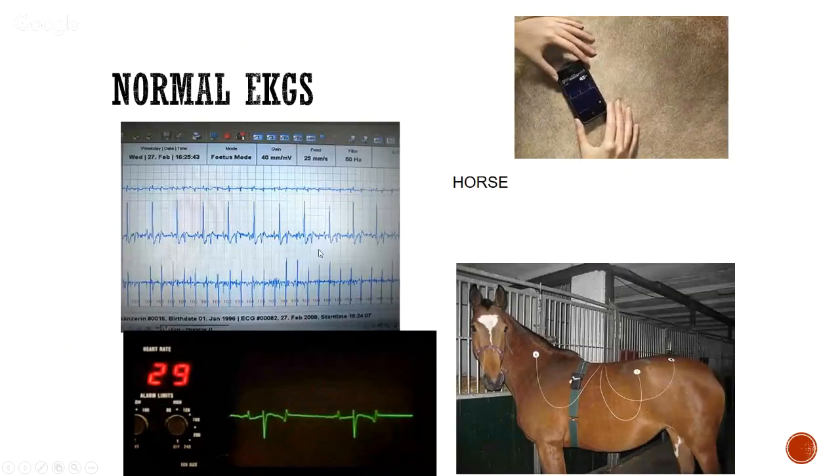Of course, EKGs are going to be much smaller. This little fluttering in between is just movement occurring within the body of the horse. There's an app for that. So on an iPad, there's an app in which you can get an EKG by placing it on the animal. This animal has a Holter monitor on, so it's living with this on to get an idea of what's going on within the heart every 24 hours. Here we have a heart rate of 29, which is normal for a horse. Anywhere from 20 to 40 can be normal for a horse.